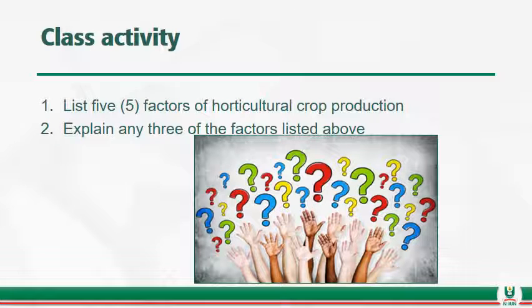Having said those factors of production, I have a short class activity for you. The first question is: list 5 factors of horticultural crop production. And I want you to explain any 3 of the factors listed above. I'll give you 10 seconds to do that.